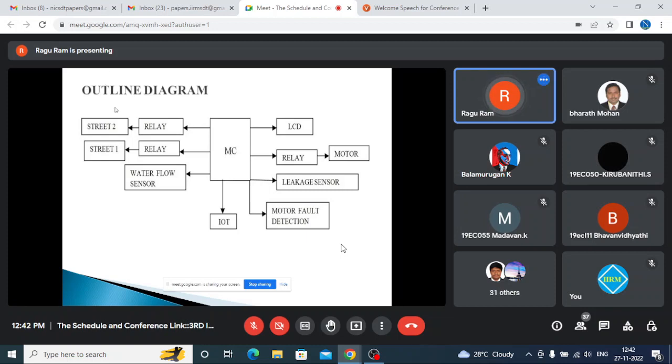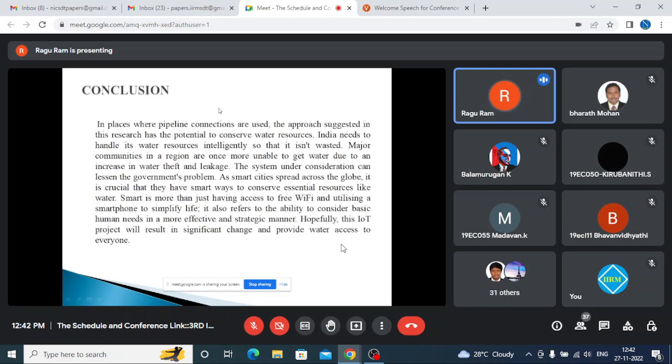The conclusion of my project is that, in places where pipeline connections are used, the approach suggested in this research has the potential to conserve water resources. India needs to handle its water resources intelligently so that they are not wasted. Major communities in a region are once more unable to get water due to an increase in water theft and leakage. The system under consideration can address the government's problem.